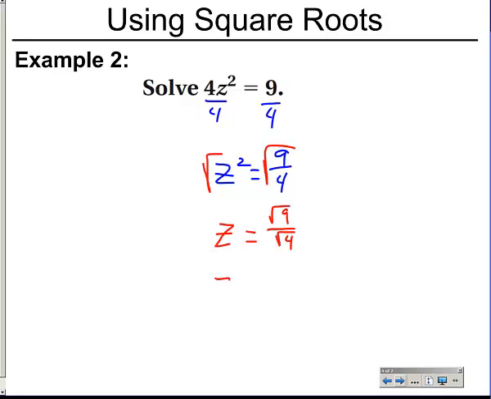So I can rewrite that as, and I know that this is going to have two solutions because it's positive, so I'm going to put plus or minus. The square root of 9 is 3, the square root of 4 is 2. So my final solution there would be plus or minus 3 over 2, or 3/2.